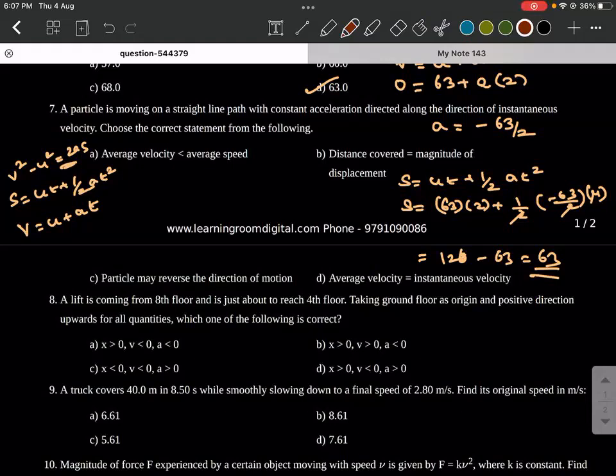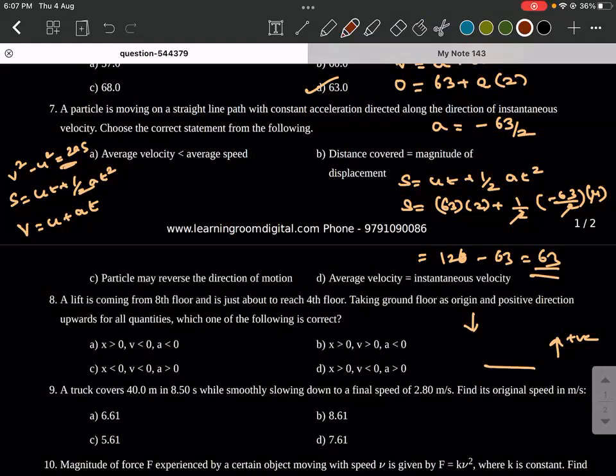Taking the ground floor as origin, and upward as positive direction. So observe it again. You're taking the ground floor as origin and upward as positive direction. Remember that the lift has traveled in the downward direction. Now, what can you say about the sign of displacement, velocity, and acceleration? Is the particle displaced in the positive direction or negative direction?